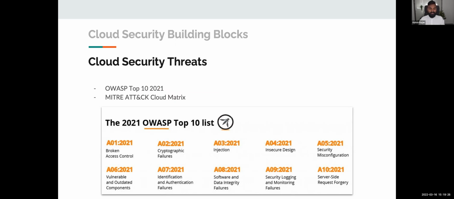So you can look at the OWASP Top 10 2021, as we have pointed out already, or you can also look at the MITRE Cloud Matrix framework. The MITRE ATT&CK framework, for people who may not be aware, talks about something called a kill chain. The kill chain is how hackers got access to, what's an example that I can use?